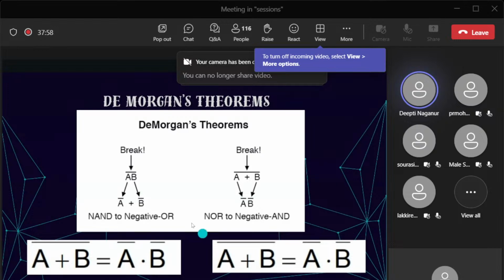Similarly, this one you can see is the second De Morgan theorem, which should have been here, but I made some mistake here.